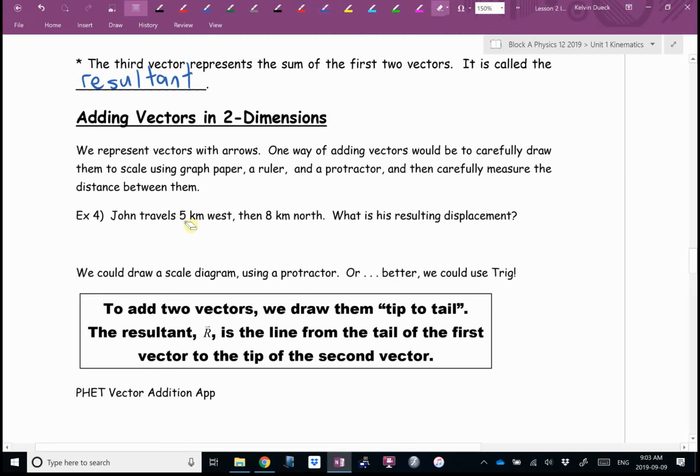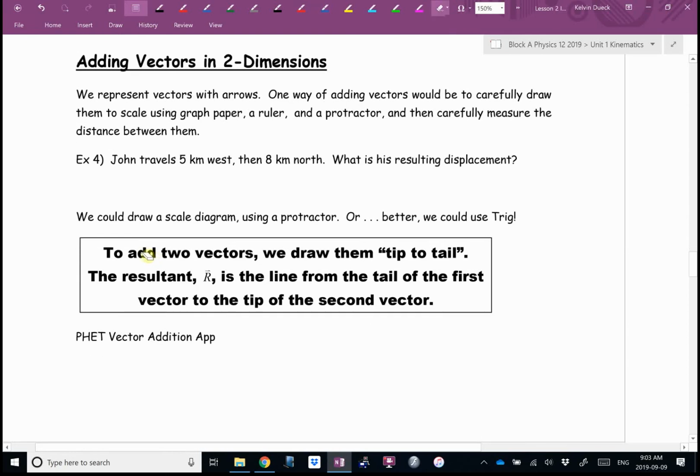So John travels 5 kilometers west and then 8 kilometers north. What's his displacement? Here is the rule, and it's in bold font. To add 2 vectors together, we draw them tip to tail. Sam, how do I add 2 vectors together? Draw them. Kira, I have a hankering to add 2 vectors together. Any suggestions on how I might want to draw them? Yeah. Ben, you know what? I feel like adding a couple of vectors. How might I want to draw them? Tip to tail. Tip to tail.